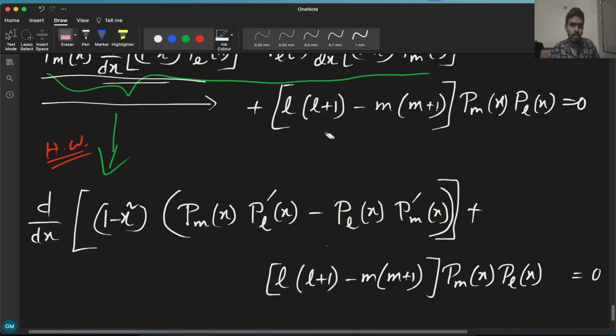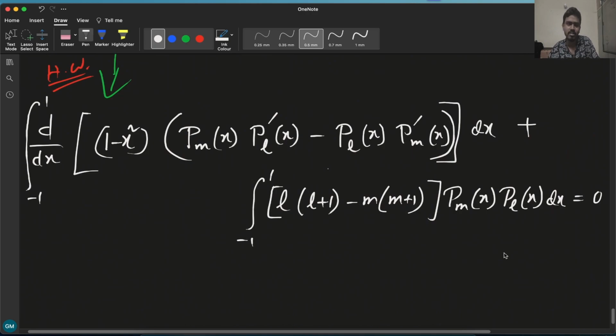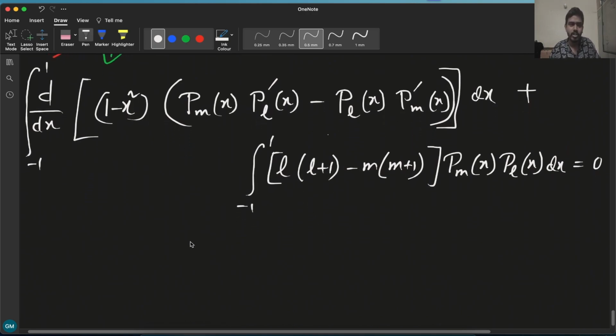Okay. And now what we will do is integrate this whole thing from minus 1 to 1 dx. If I integrate the right-hand side, integrating 0 gives 0. And if I do the integration on the left, it is d/dx, and here dx is multiplied, so it is d of the whole thing.